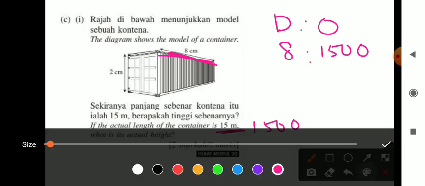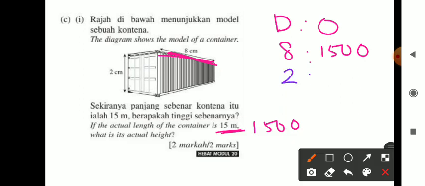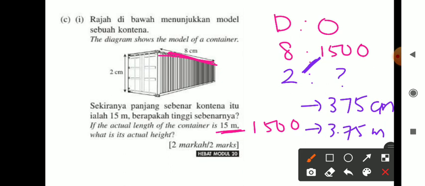Okay, kalau 2 cm, berapa? Kalau 2 cm, I don't know. So use your cross multiplication. One yang ada kawan, you darab. Cross multiplication. 1500 times 2, then divided by 8. Then you get 375 cm. Okay, you can write, because the question didn't say kamu tulis dalam apa. So you can either write 375 cm or 3.75 meter.